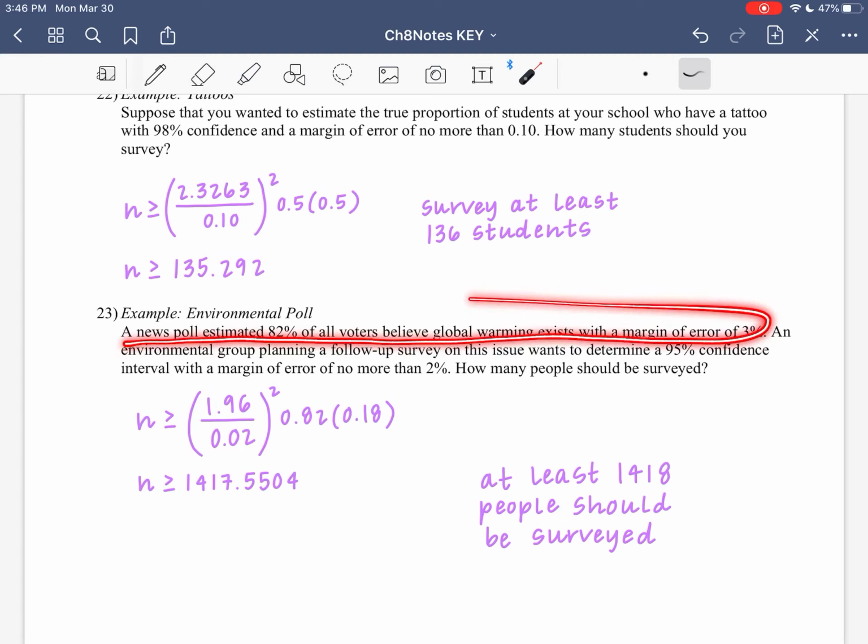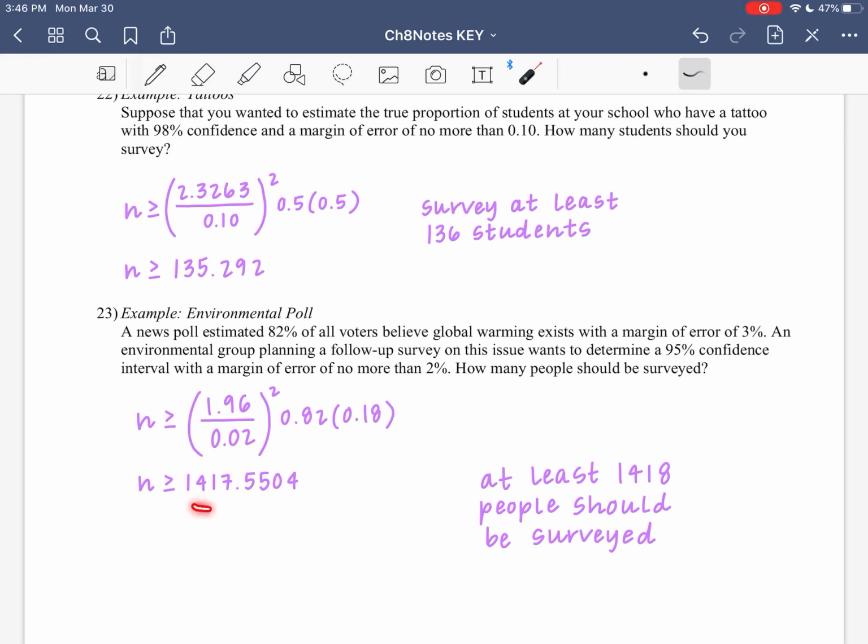So we have all this information from a previous study, but we are interested in doing a new study with 95% confidence with a new margin of error, not this old one, but a new one of no more than 2% or 0.02. So 95% confidence gives us a z-star of 1.96. Our margin of error, 0.02. In our previous study, we do have information that our p-hat we can use is 0.82. So our 0.82 times our q-hat.